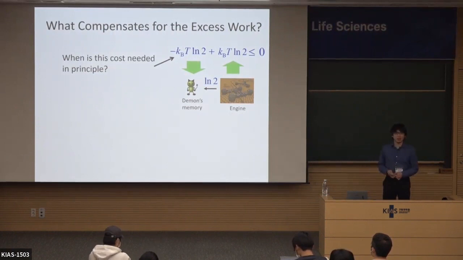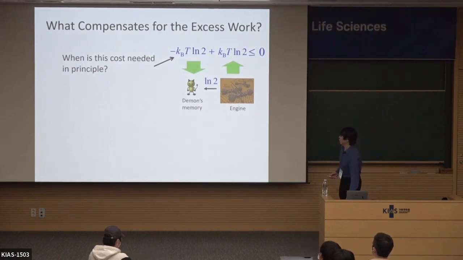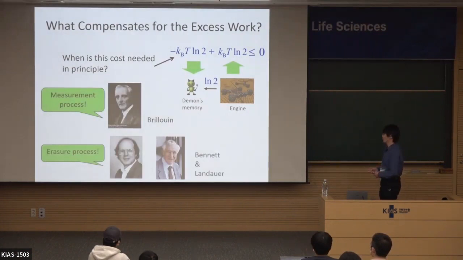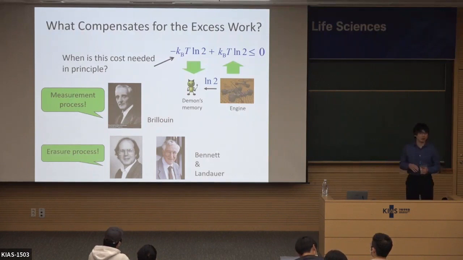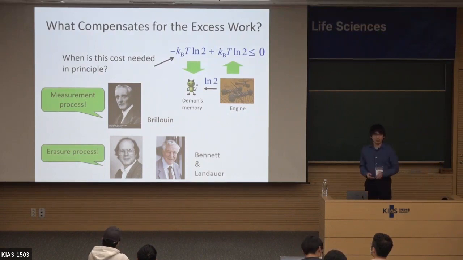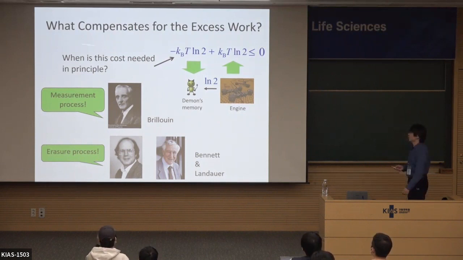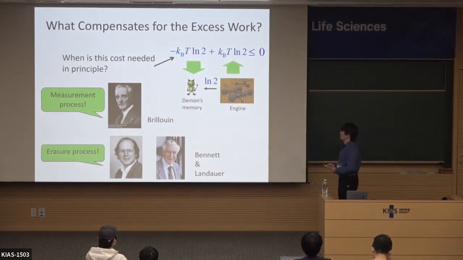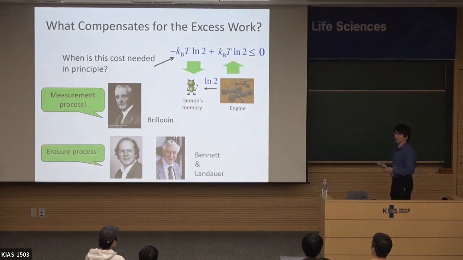Actually, this has a long history of discussions by many physicists, for example, by Brillouin, Bennett and Landauer. They proposed several scenarios for understanding the consistency between Maxwell's demon and the second law of thermodynamics. The specific problem is that we can extract a positive amount of work from this heat engine, like the Szilard engine. On the other hand, we need a positive amount of work performed on the demon itself. So from the entire system, we cannot extract any positive amount of energy, and the role of Maxwell's demon is consistent with the second law of thermodynamics. But the problem is exactly when and why this cost is needed for Maxwell's demon itself.